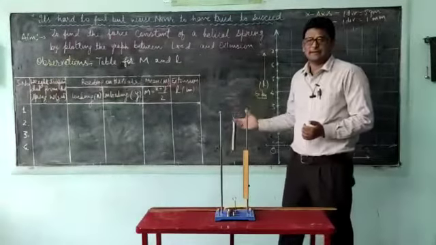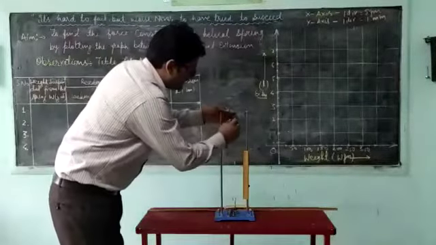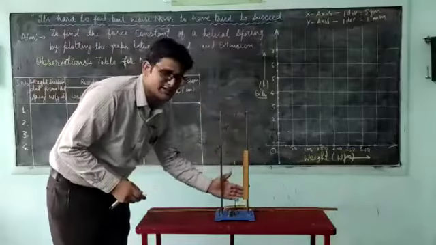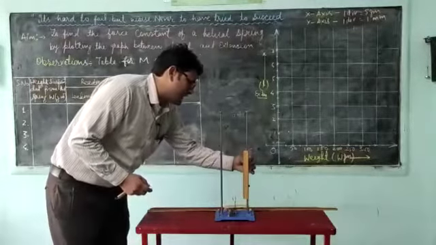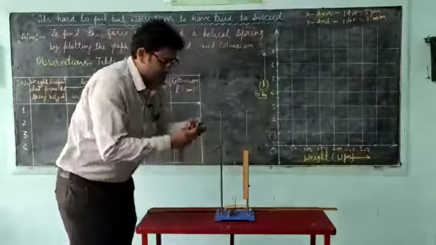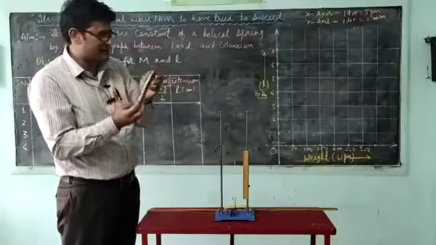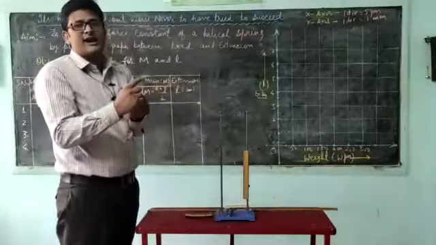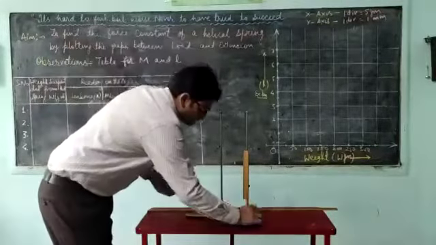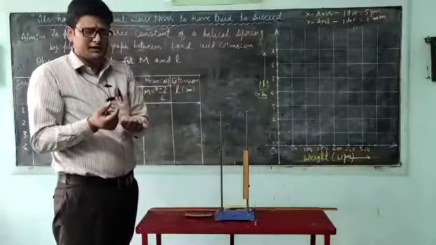For this practical, we require the following apparatus. Number one is a rigid stand. This one is a rigid stand, and this one is a meter scale, which is already attached with it, and this is the pointer, also already attached with it. And this one is the 50-gram weight with the handle. These are different weights, each of 50 grams.